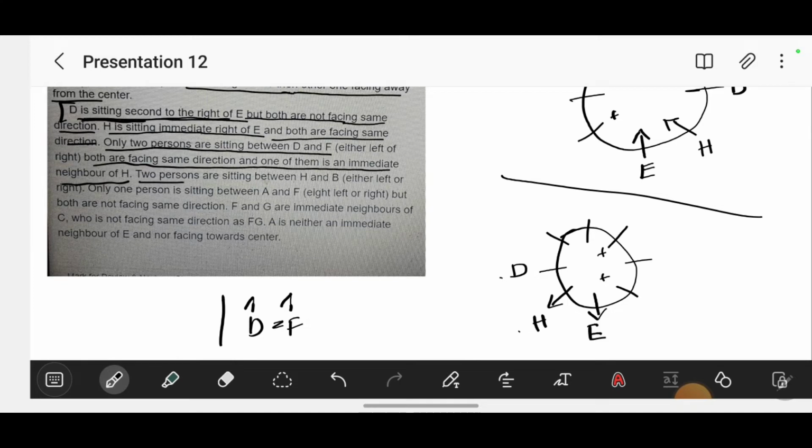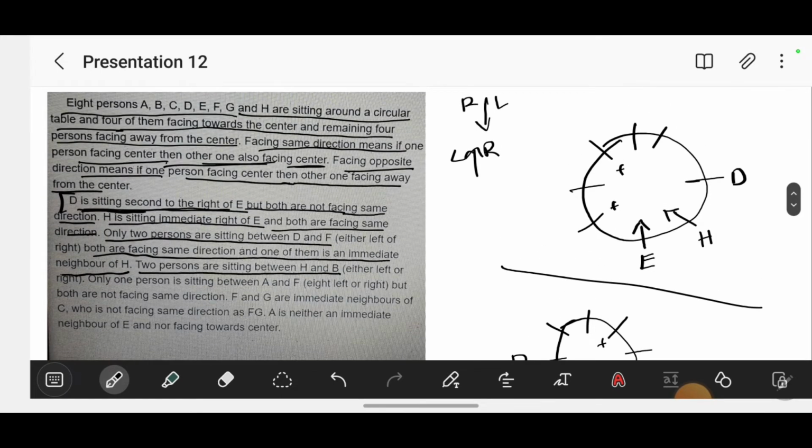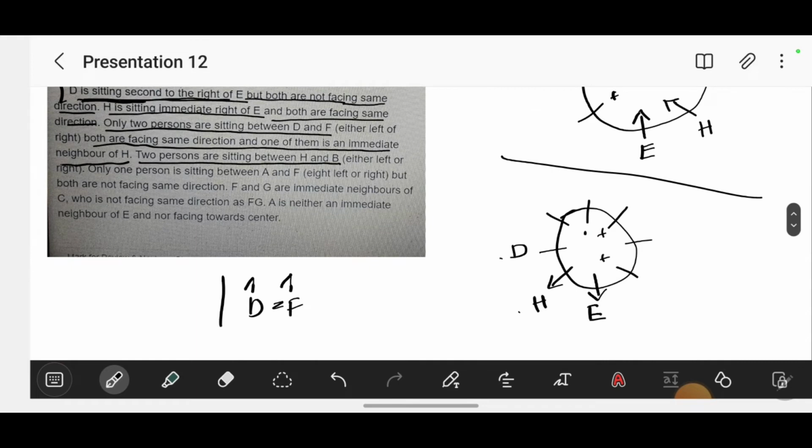Right. Next, 2 persons are sitting between H and B. So there are 2 cases for B. One B here or B here, and here also two cases, B here or B here.